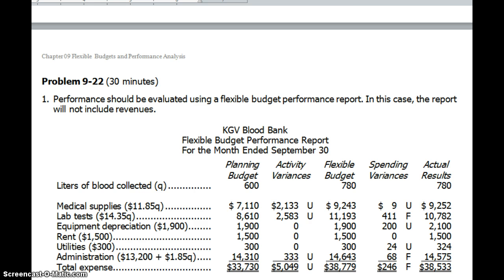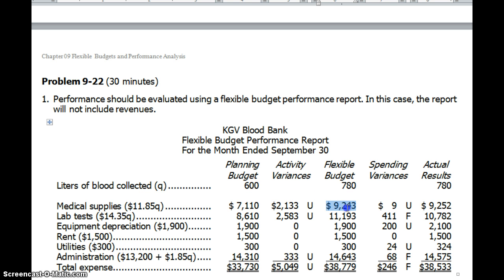The planning budget is given. The question is, what is the flexible budget? Well, a flexible budget is the original planning budget that has been flexed or modified for the new activity level, or the actual activity level, I should say. So in this case, there are 780 liters of blood collected, and what we need to do is to redo this planning budget as if there were 780 liters. Now, in essence, what we're doing is redoing the planning budget as if we had a crystal ball and we knew that there would be 780 liters of blood collected.